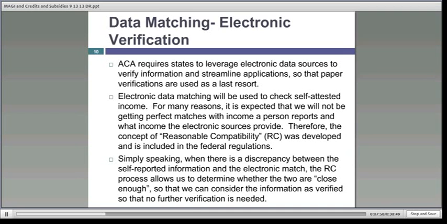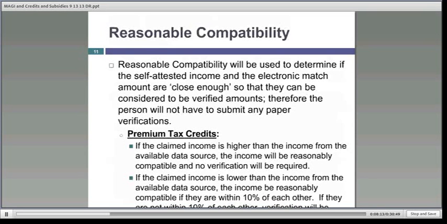So there is a policy within the federal regulations that's called reasonable compatibility. And reasonable compatibility basically allows us to see if the numbers are close enough, meaning the number that somebody self-attests to versus the number that we get from a data source. If they're close enough, then we will accept what the person has self-attested as verified, and we will not request verifications from that person. So the next two slides, which I'll talk about, get into just a little more detail about the reasonable compatibility process.